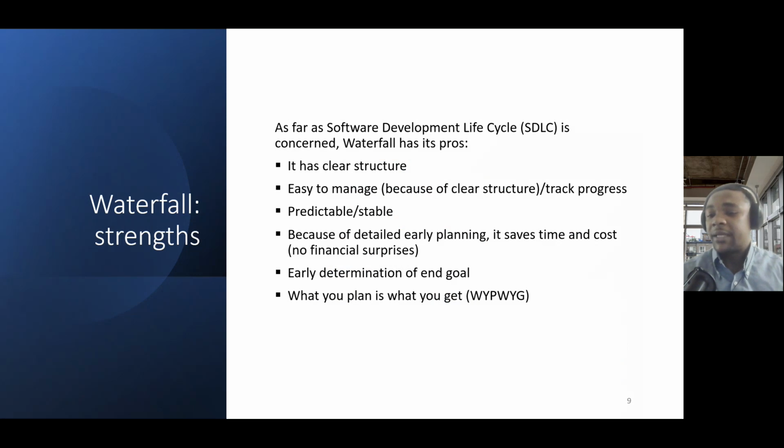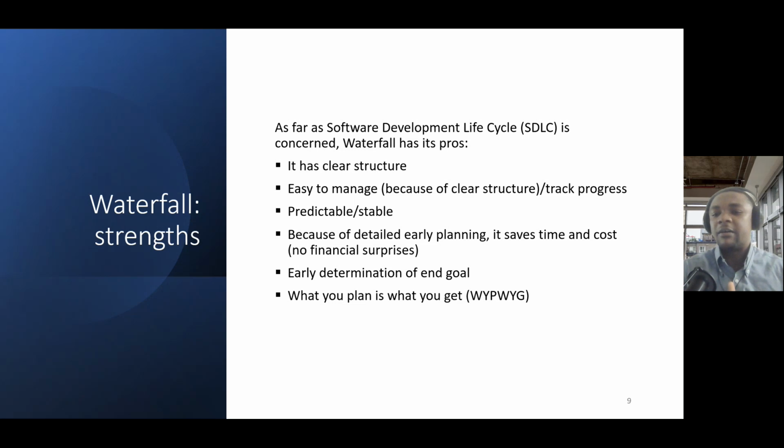Right, so like I earlier pointed out, it doesn't really mean that Waterfall is bad on its own. It has its own strengths. It has its own weaknesses. It has its own pros and cons, right? So as far as the software development lifecycle is concerned, Waterfall has its own pros. What that means is it has its own strengths.